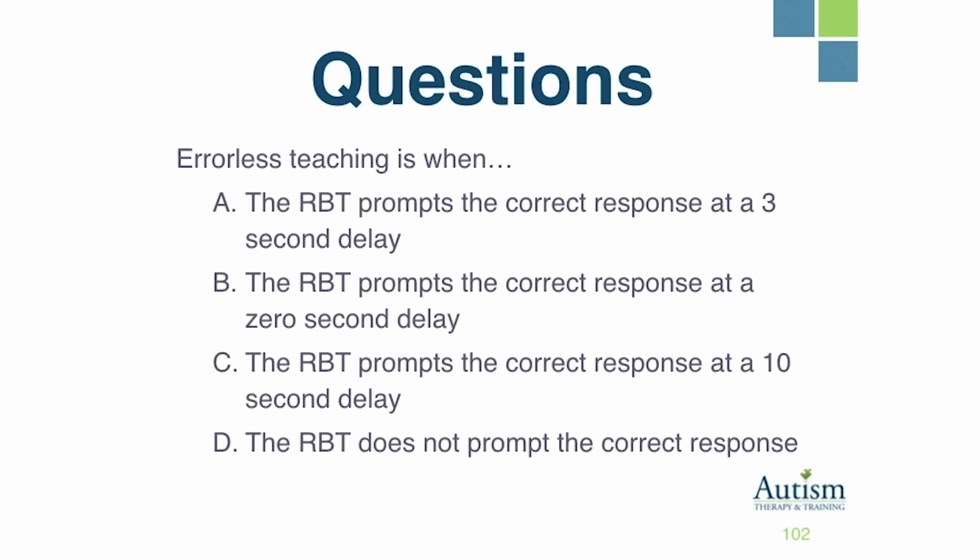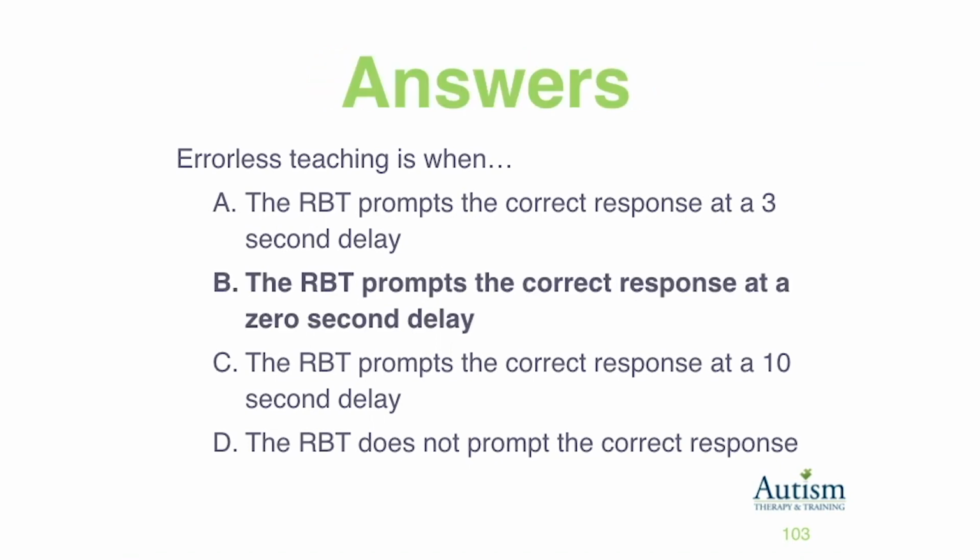Errorless teaching is when: A. The RBT prompts the correct response at a 3-second delay. B. The RBT prompts the correct response at a 0-second delay. C. The RBT prompts the correct response at a 10-second delay. D. The RBT does not prompt the correct response. And the correct response is B. The RBT prompts the correct response at a 0-second delay.